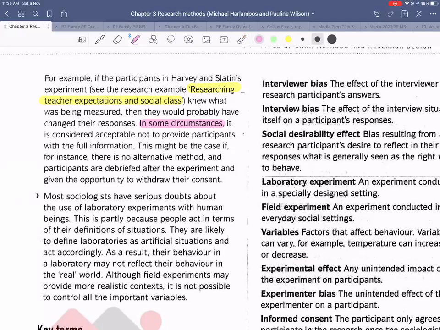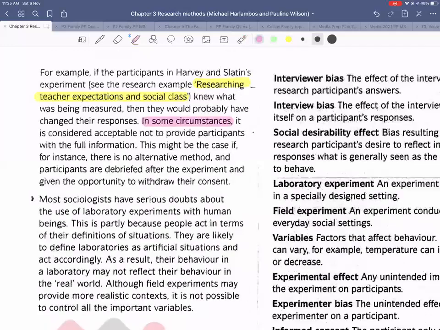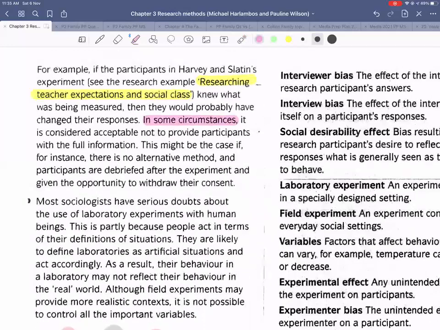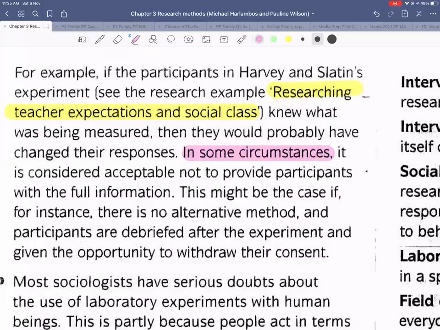So it is considered acceptable not to provide participants with full information. This might be the case if, for instance, there's no alternative method. If you do not really have any other way to go about it, you might as well opt for this, and participants are debriefed. Now, what does the word debriefing mean over here?